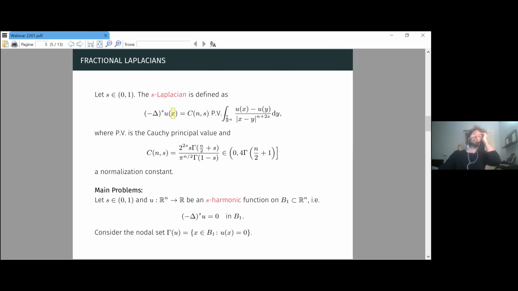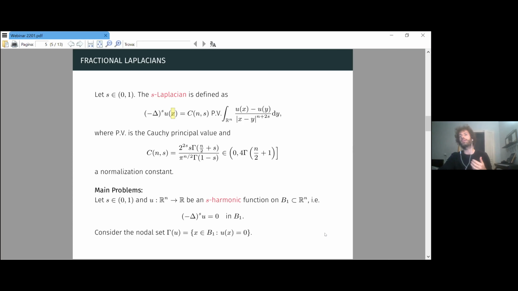So by looking at this operator, we decided to understand what happens if you take a function well-defined in the whole R^n such that in some ball it satisfies the fractional Laplacian of u equal to zero. What can you say about the nodal set? So unfortunately, as Susanna said, there are some problems for non-local operators, like the lack, up to now, of a monotonicity formula by using only this definition of the fractional Laplacian.